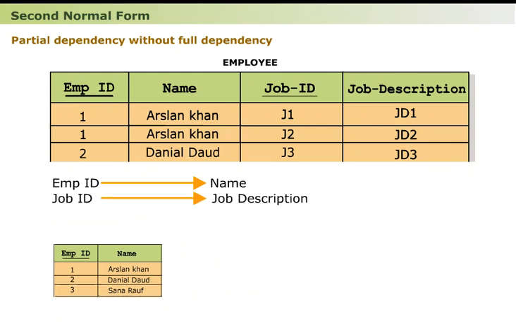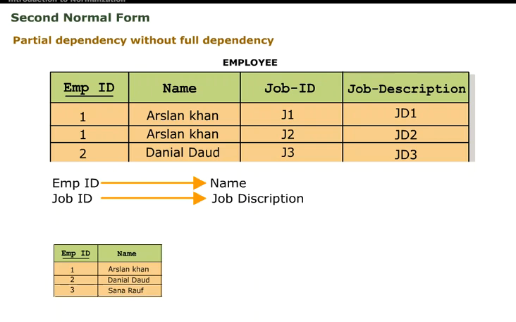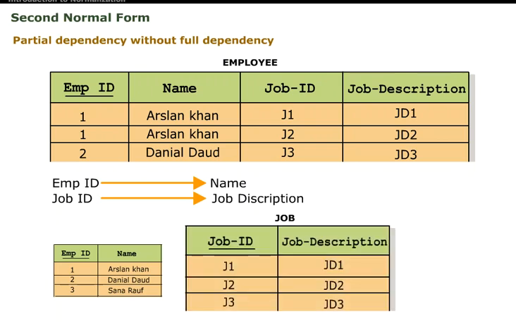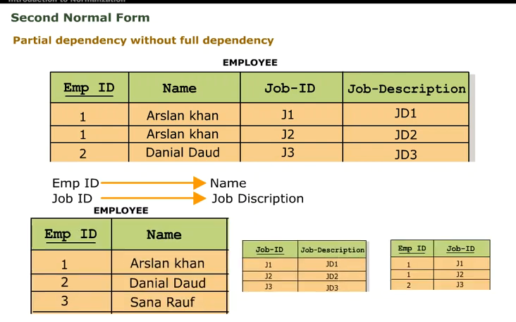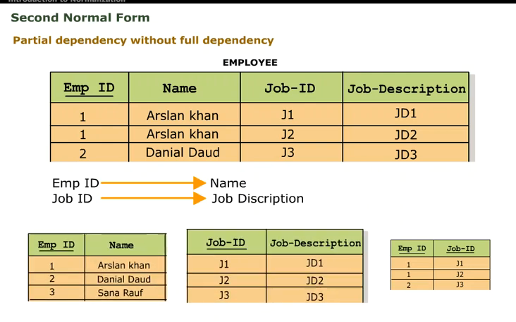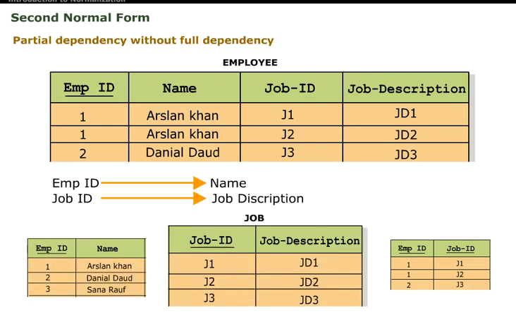Similarly, the partial dependency as shown is converted into job table. The determinant of this partial dependency, that is attribute job ID, becomes the primary key attribute of job table. The composite key attributes of employee table before splitting, that are employee ID and job ID, are placed in employee job table as shown. Dear learners, let us now compare the original employee table before splitting as shown with newly created employee table as shown, job table as shown, and employee job table as shown.